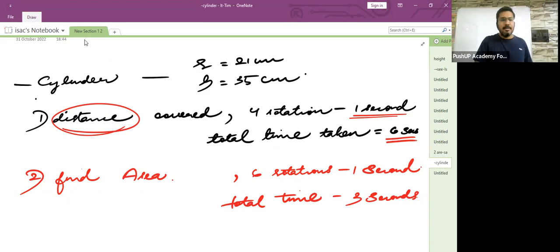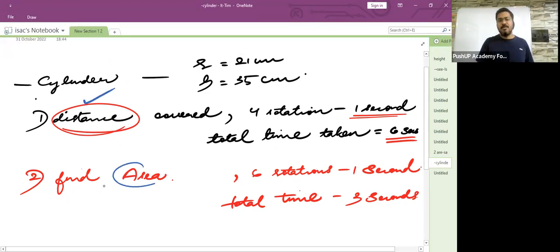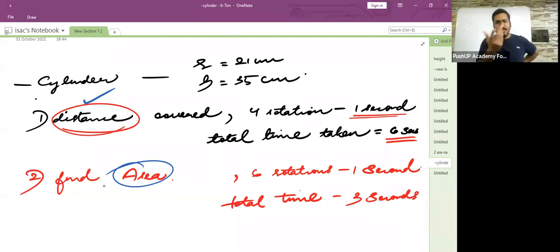Please understand, in the first question, I asked you to find the distance. And in the second question, I have asked you to find the area covered by the cylinder. I have taught you a very easy technique. Distance, 2 pi r. Area, what is it? 2 pi rh. Or you use the concept which I taught you. You do it in the way you are comfortable, children. Forget about what I taught you.